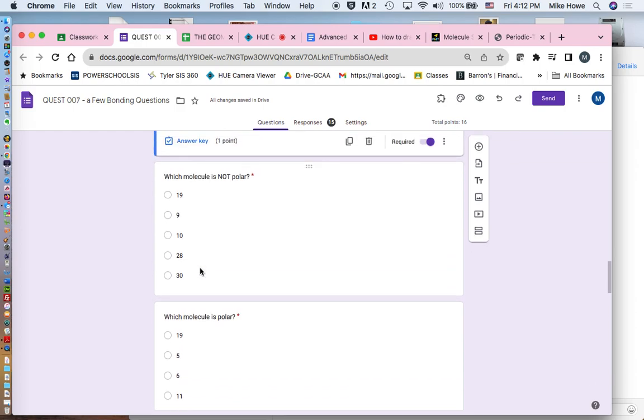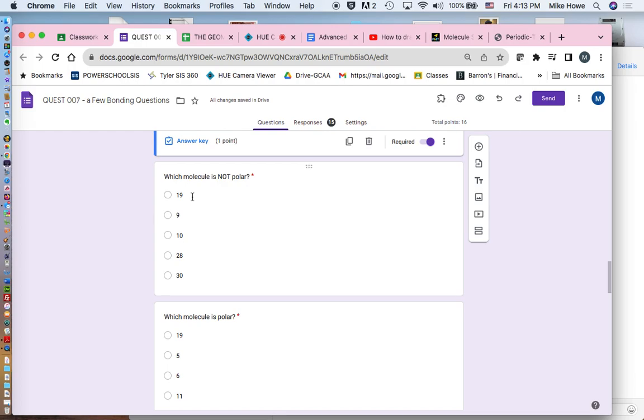All right, so now we've got which one is not polar. The one that's not polar will be the one where the vectors cancel each other. So 19, 9, 10, 28, and 30. All right, so we know this one's polar because the electron is going to go toward the most electronegative element, which is that way. They will also pull slightly this way, but this will be a bigger arrow than this because this is a bigger electronegativity difference. HCN we drew on the other page.